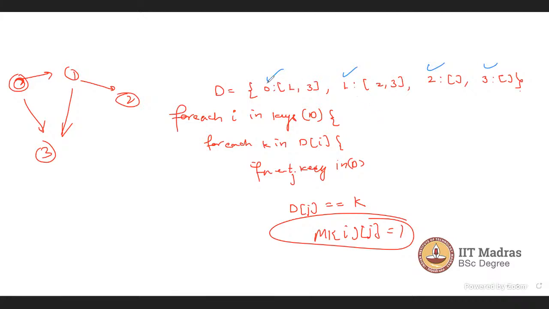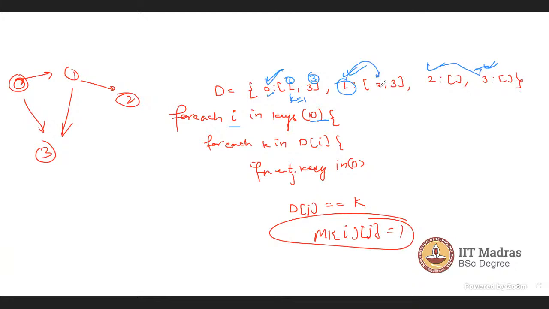Listen now. I am saying, for every outer loop, I am trying to see what are the one connections. So whenever I'm entering I of keys D, meaning 0, I will go for each K in D of I. D of I is 1 and 3, correct? Yes. So when K equals 1, I'll again go to 1 here.